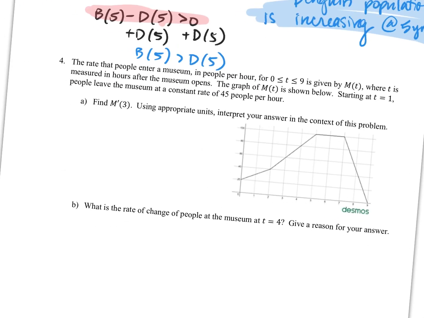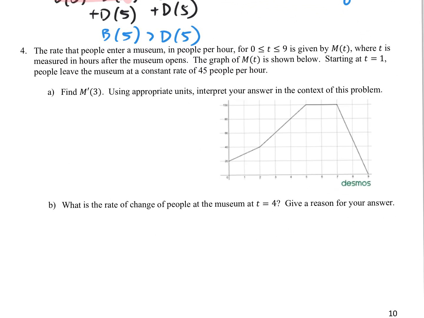I want to do this next one together because you can't see your graph very well, and for that I apologize. The rate that people enter the museum in people per hour is M. So check this out. The rate is M that people are entering a museum, but M is a rate. So this is really like an F prime. T is measured in hours after the museum opens. The graph of M is below. This is M of T. This is the rate that people are entering the museum.